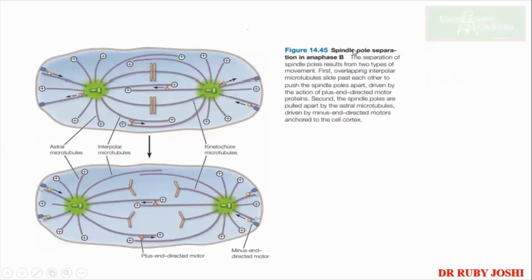Now over here, see, in this case also, first the overlapping interpolar microtubules are there, so they will slide against each other. This will be pushed in this direction, and this will be pushed in the other direction, right? Now, in the second case, the astral microtubules are there, which are again anchored to the dynein molecule. So they are also moving this. What is happening? It is pulling like this.